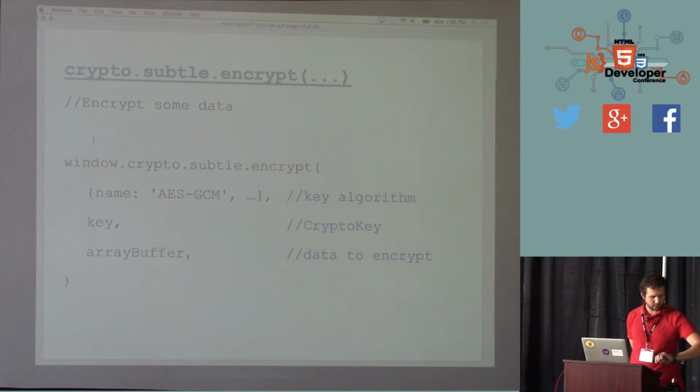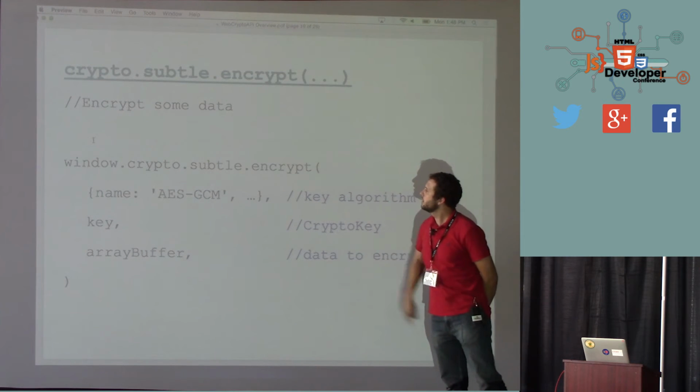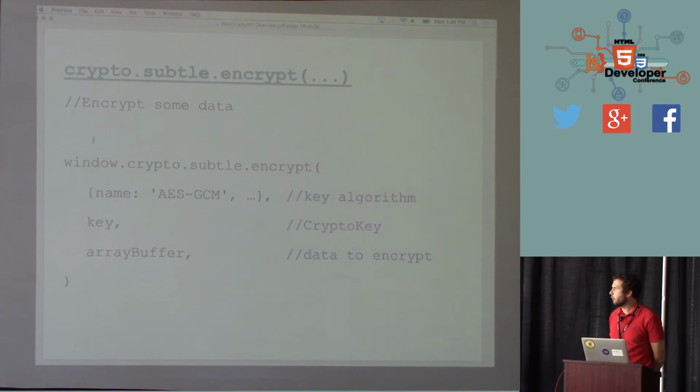Encryption. So whenever you want to encrypt some data, you use the encrypt API, and you specify the algorithm, and then the key itself, and then an array buffer of the data that you want to encrypt.